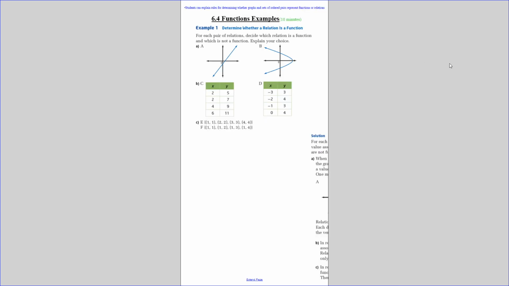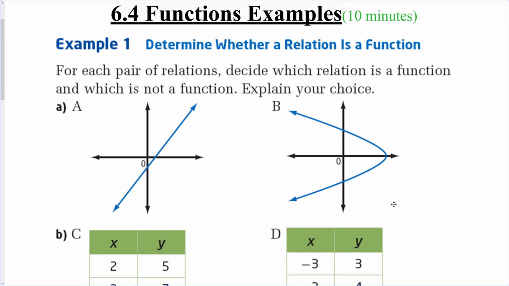So let's do a couple of examples. For each pair of relations, decide which relation is a function and which is not a function. Explain your choice. A, right here, looks exactly like the first example on the first page of this chapter.